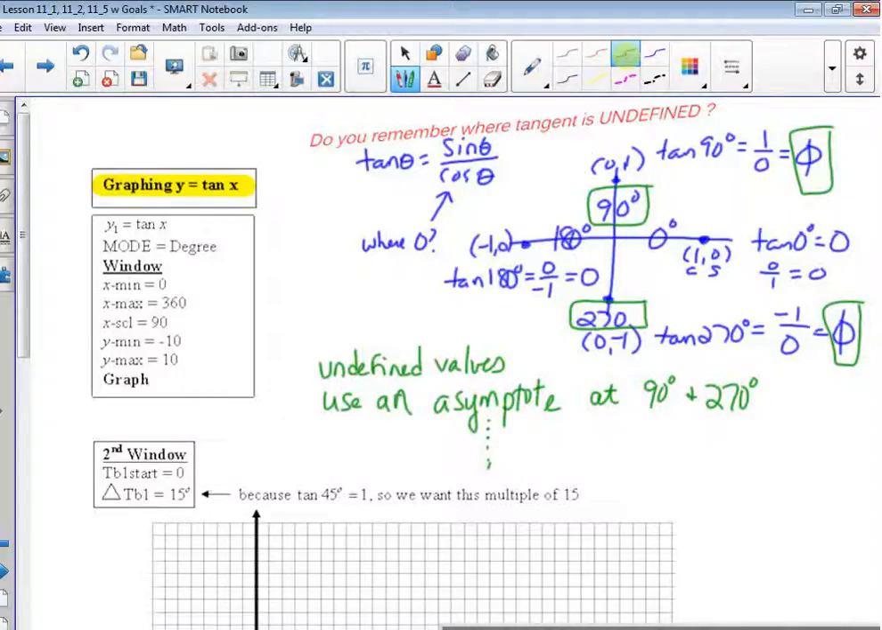Okay, so let's go to our calculator and we'll put the mode in degrees. Our window will go from 0 to 360. We'll set the x scale this time to 90, or you could do 45, y min -10 and y max 10, because the tan graph actually goes on and on and on. So let's take a look at the calculator.